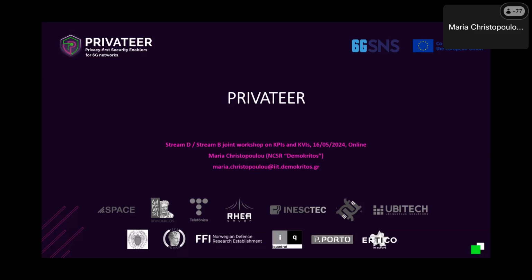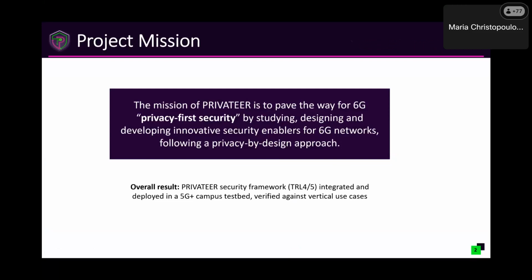Before we begin the presentation on the KPIs, some background on the project. Privateer is a security project, and its objective is to design and develop security enablers for 6G networks by following a privacy by design approach. The TRL is 4 to 5, and essentially we're targeting an integrated Privateer framework that is going to be tested and evaluated in a 5G campus testbed against different use case scenarios.